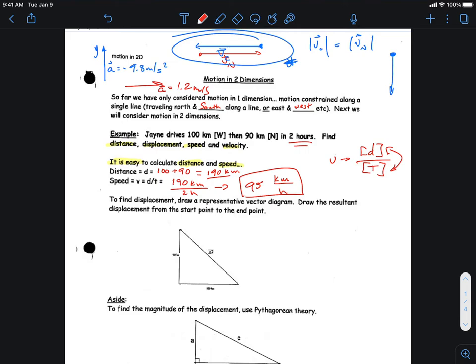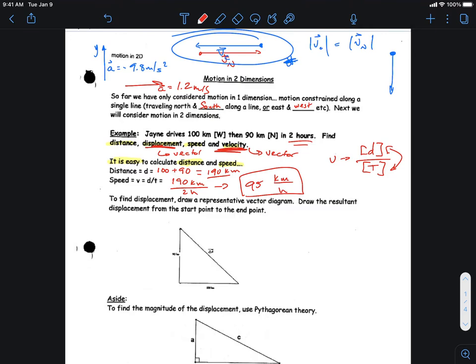That's for velocity is a vector, right? And displacement is a vector. Okay, those are a little bit more challenging because we have the magnitude and the direction to consider. Okay, but for distance and speed, those are easy. Okay, so now you got to say, okay, well, what are we talking about?